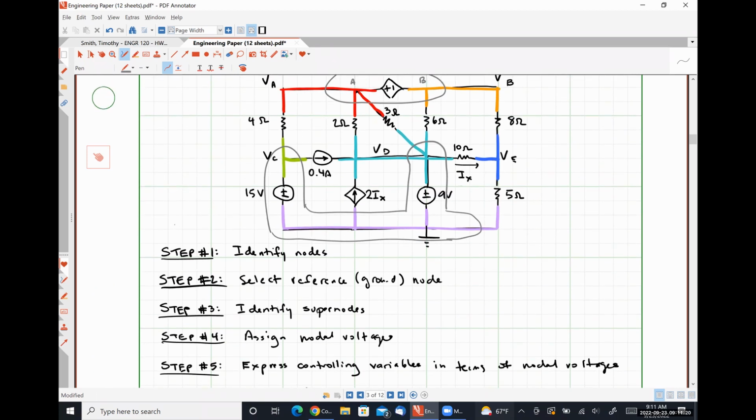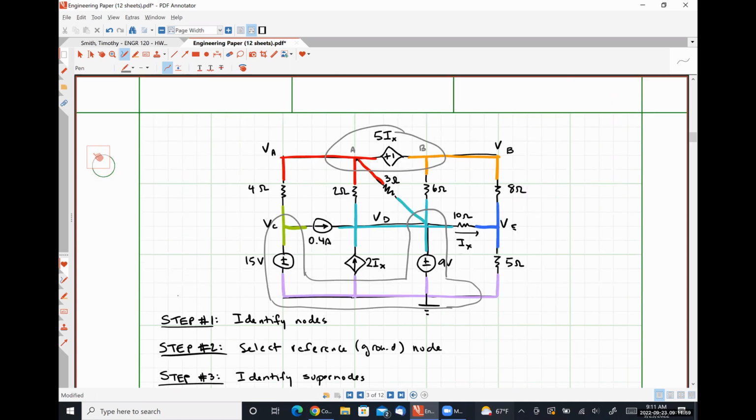Say that louder, please. So you're saying VE is ground? So that's a very good question, and it's a very common mistake. There is a supernode that contains VC, node C, node D, and the ground. But node C and node D still have their non-zero voltages. So they're forming a supernode, but they are not assuming the same voltage at every point along the supernode.